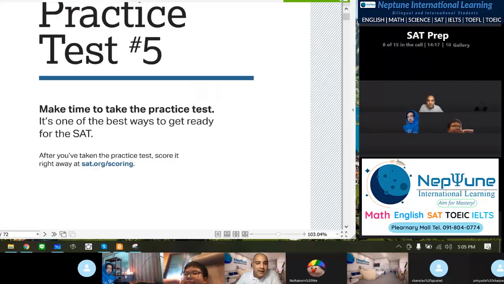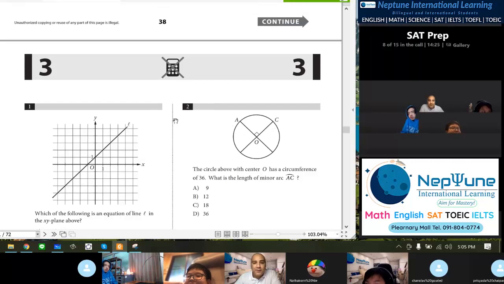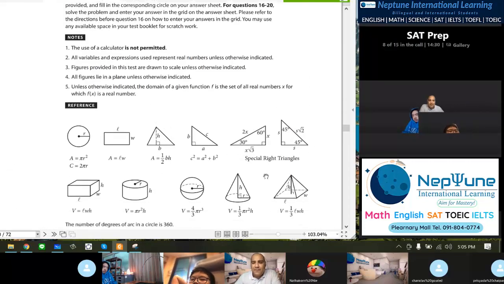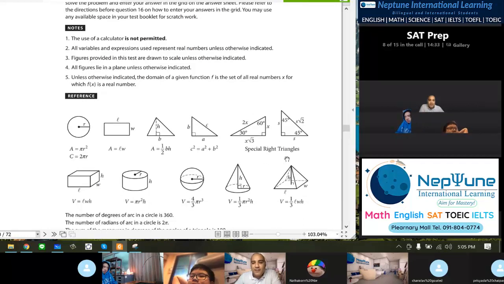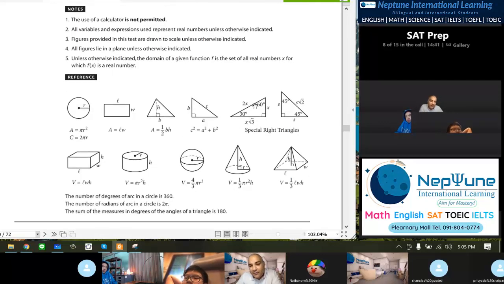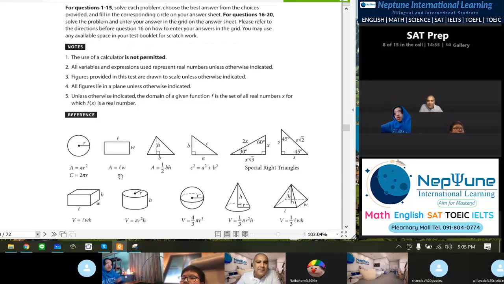All right, let me go to the first part. In the first part of the SAT math section, the part with no calculator, they give you these formulas, but I do recommend you memorize them. The special triangles, if you forget them, will be given to you. But it's much better to practice a lot so we already know how to use them. The volume formulas, for example.